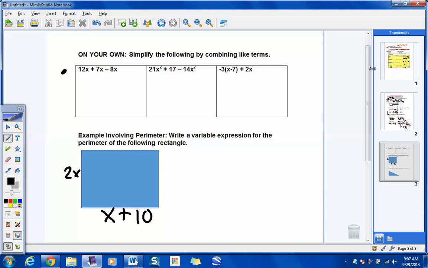Wait, what are we doing now? The on your own's at the top of the third page, Jen. Okay. 2x. Kyle, where's that sheet of grades at? Is it on my desk? I don't know how to do this. Hang on, you're fine. It's okay.